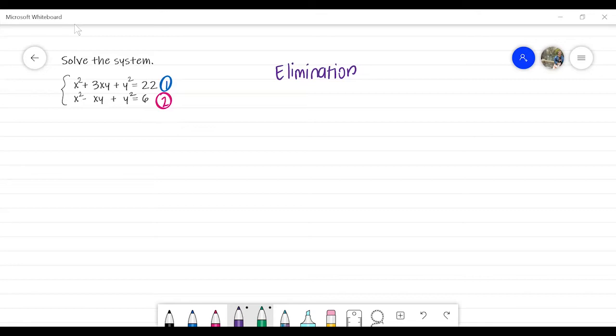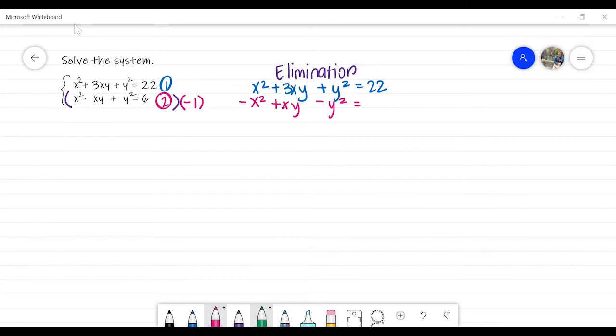So that's where we use the elimination method's approach of multiplying or dividing an entire row by a number. A really good strategy here is to multiply this entire equation by -1, which pretty much just changes its sign. So in the first one, x squared plus 3xy plus y squared is 22. The second one is now -x squared plus xy minus y squared is -6. Remember, every single term gets multiplied by a -1.